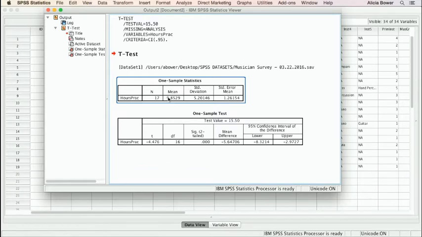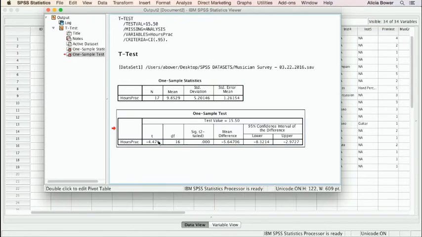And so this output, again, shows you, here's your variable, how many people you had in your sample, here's the mean, here's the standard deviation, the standard error of the mean. Here is our t-test. So it's negative 4.476, which we would round to 4.48. Here's our degrees of freedom. Here's our p-value, 0.000. So this is a significant finding, right? So that's how you'd run the analysis.